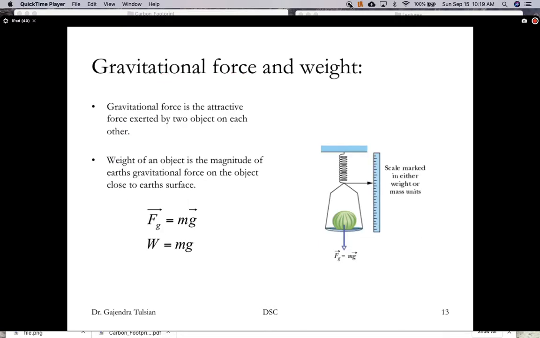The gravitational force and the weight. So here's the Earth. Here's an object. The Earth attracts all these objects towards its center, and that's the force of gravity of the Earth. So there's the force of gravity of the Earth on this melon. The magnitude of this force, mg, just mg, is called the weight in everyday language.